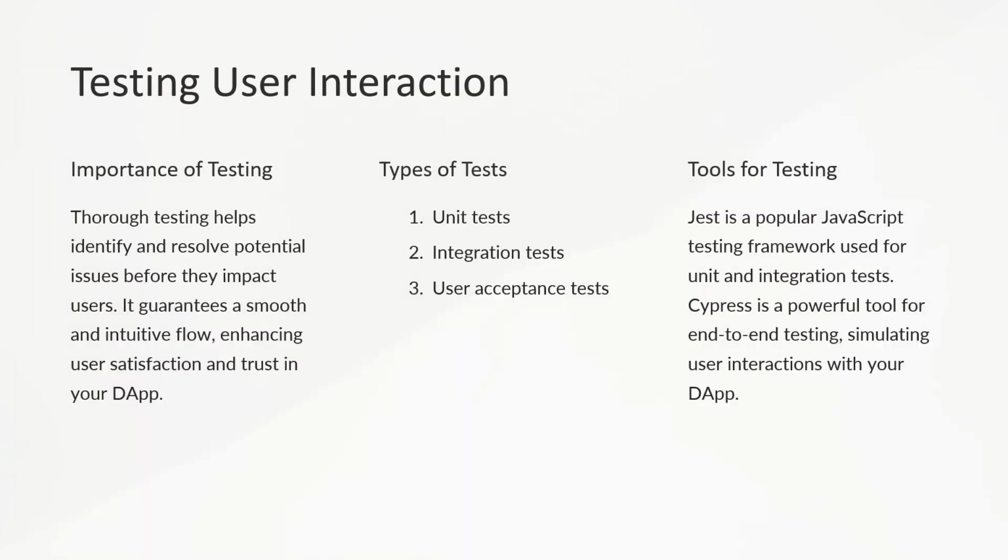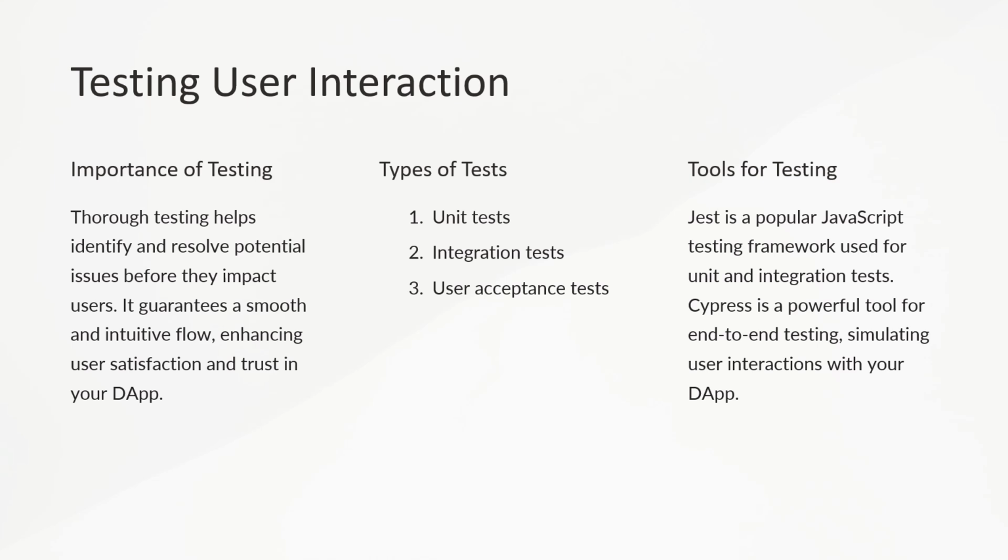Testing user interaction is another key feature. Testing user interaction is crucial for ensuring a high quality user experience in DApps. Thorough testing helps identify and resolve potential issues before they impact users. It guarantees a smooth and intuitive flow, enhancing user satisfaction and trust in your DApp.